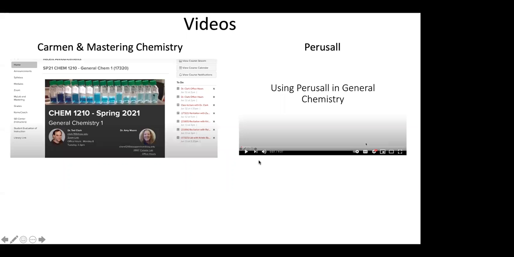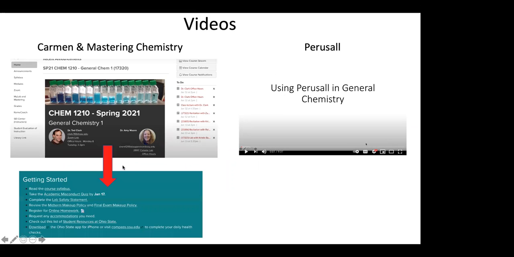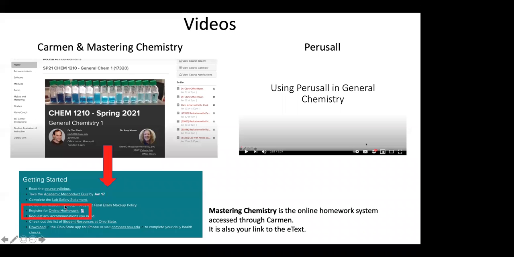Now, for both of these resources, Carmen and Mastering Chemistry, and Perusall, I've made videos that I've shared with you all to try to get you started on these particular resources. For the one involving Carmen and Mastering Chemistry, I pointed out that this getting started to-do list is going to be a good way to begin tackling the class. Things like looking at the syllabus, completing the first academic misconduct quiz, taking a lab safety quiz. These are all things that I described within that video. Also asking you to register for the online homework system. That's what Mastering Chemistry is. So Mastering Chemistry is our online homework system. You access that through Carmen. That's also the link to the e-text. Right now, a very large proportion of the students have already done that.